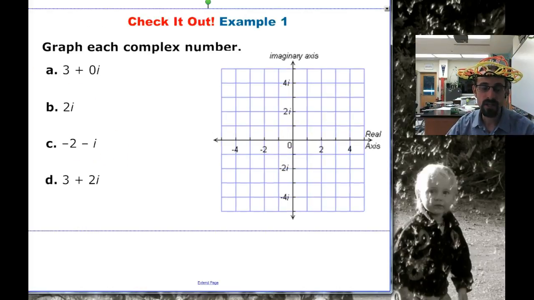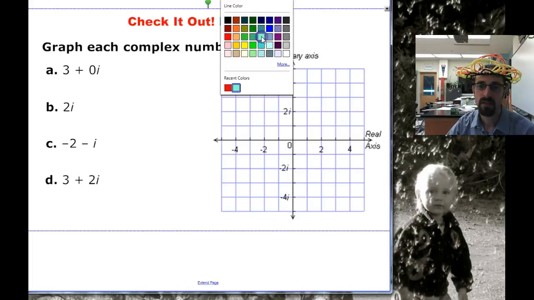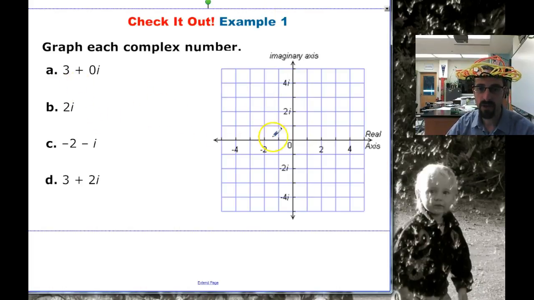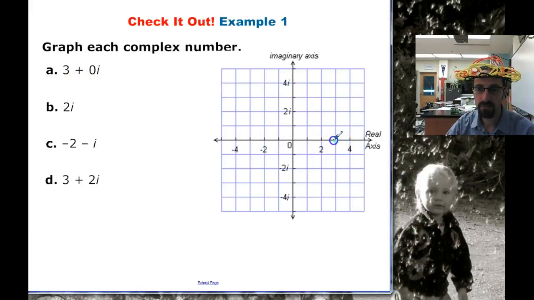What I'd like you to do is try this set. Go ahead, pause the video, and plot these points. All right, Mr. Rising's back. I'm going to do all of these in teal, aqua, something like that. 3 plus 0i means I'm just over at 3. 0 plus 2i is up here. Negative 2 minus i is down here. And 3, 1, 2, 3. I've been at 3 before, but then I go up 2i. So I should be right there.